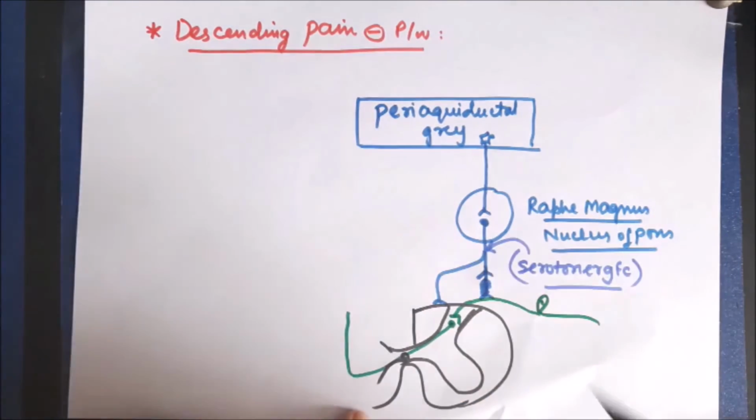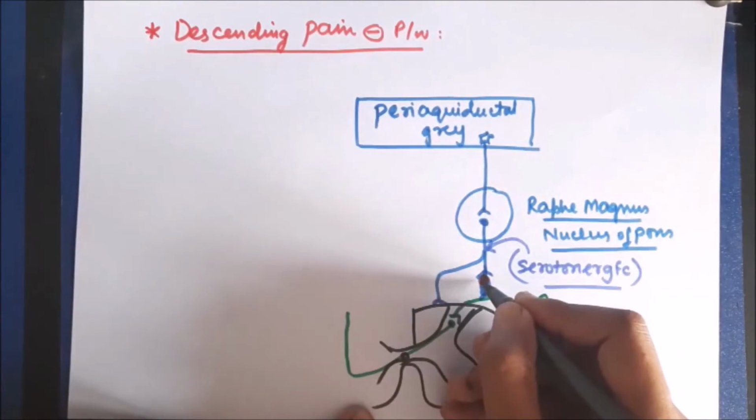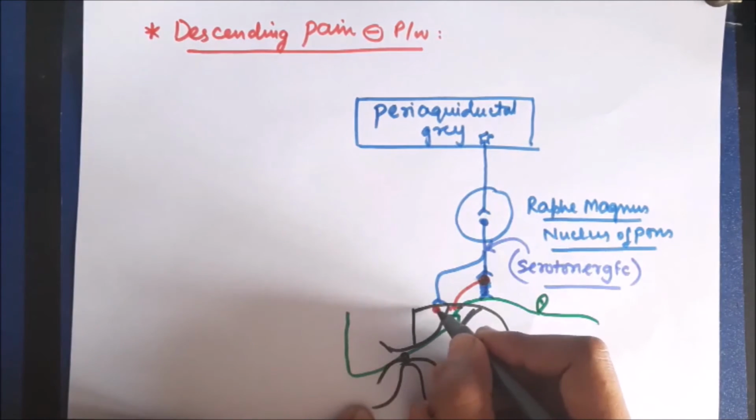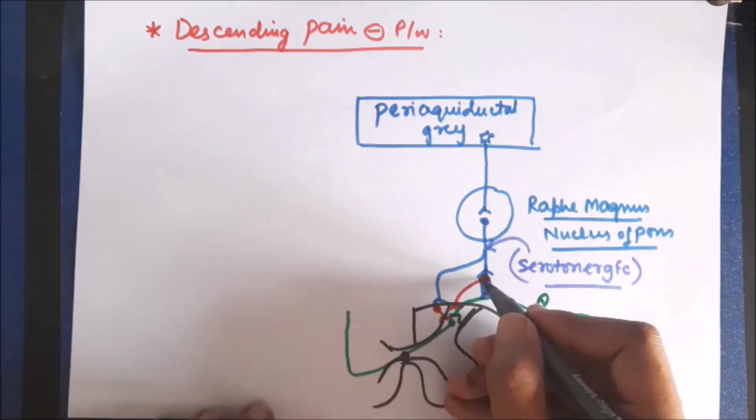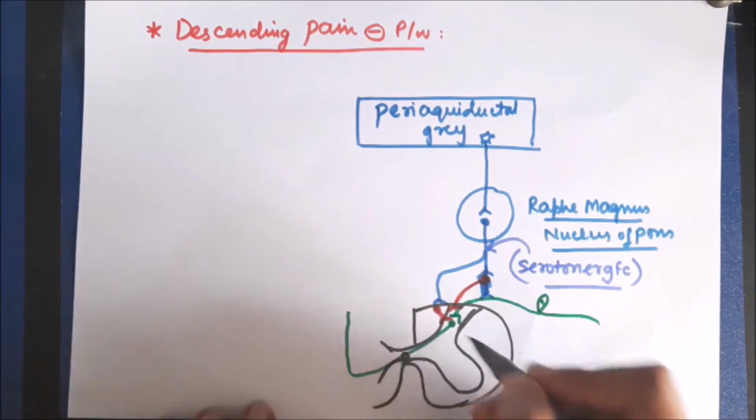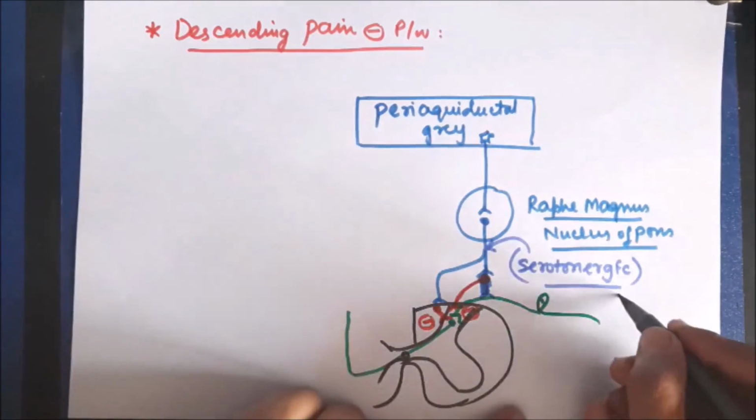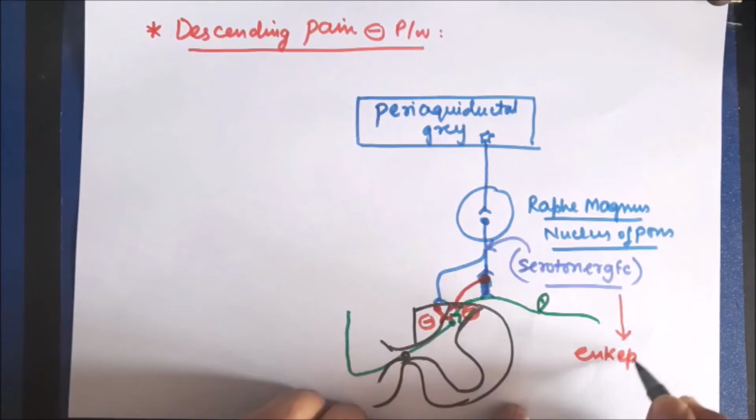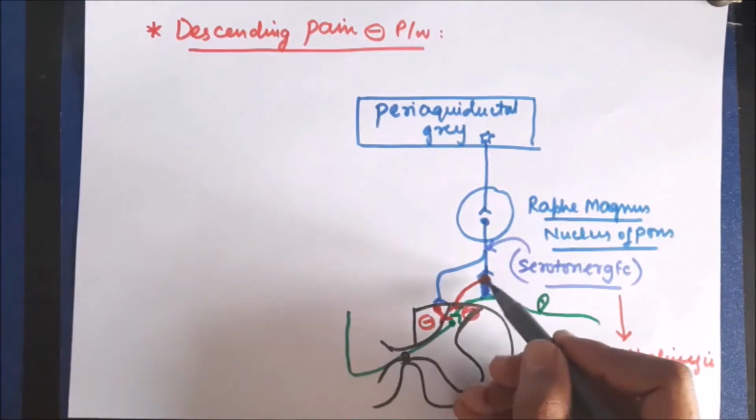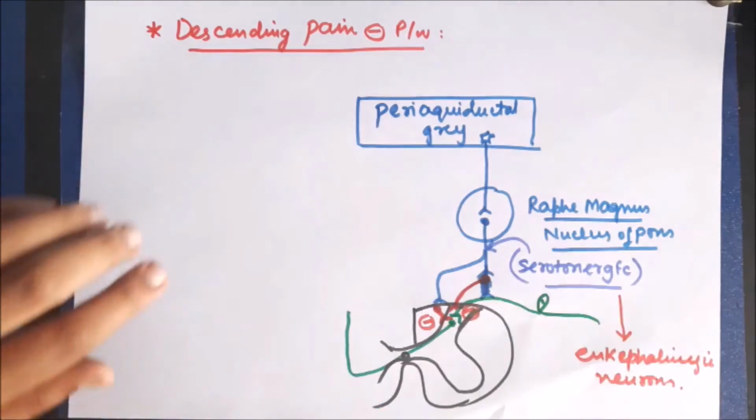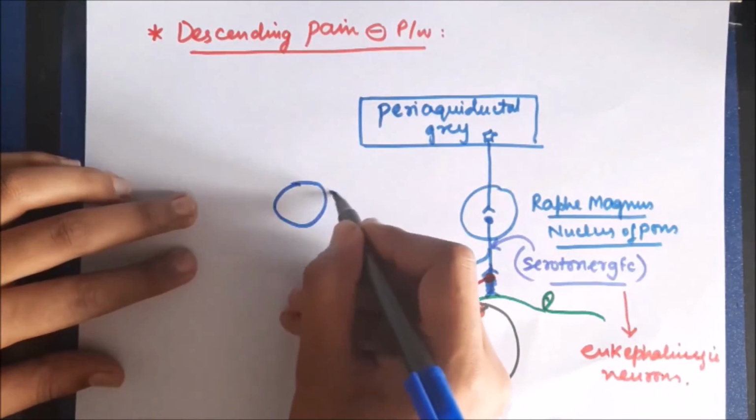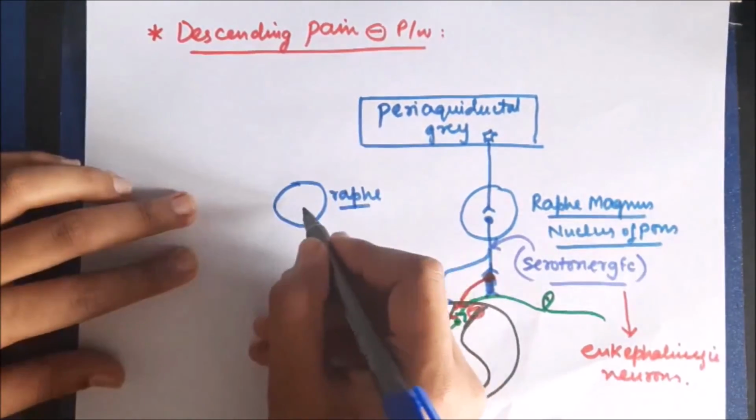So these are the serotonergic neurons of the Raphe Magnus nucleus. Now they synapse with inhibitory neurons which are enkephalinergic neurons, and these neurons cause presynaptic as well as postsynaptic inhibition of the pain pathway. So let us try to understand it clearly.